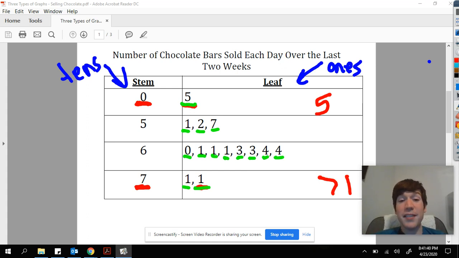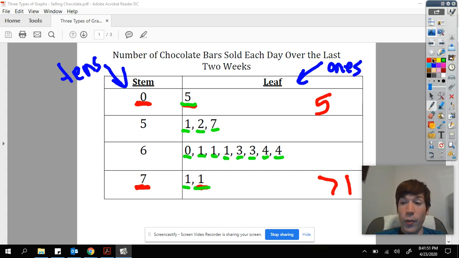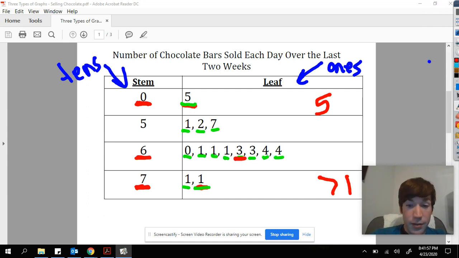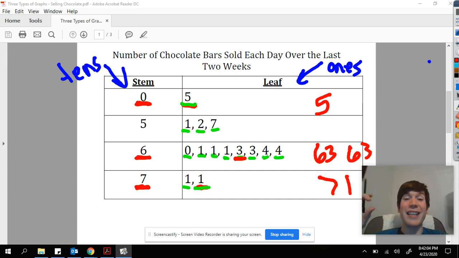Now, one nice thing about the stem and leaf chart is that we know exactly what all 14 numbers are. So we know exactly on one day only one chocolate bar was sold. We know on one day 71 chocolate bars were sold. If we look down here, we know one day 60, on 2 days, it looks like 63 chocolate bars were sold, and so forth. So we know that information exactly.